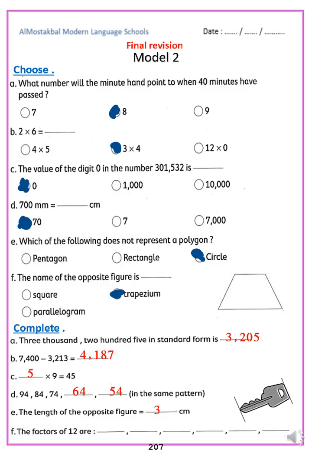The length of the opposite figure is 3 centimeters. The factors of 12 are 1 times 12 equals 12. Okay, 3 times 4 equals 12. 3 and 4. 2 times 6 equals 12. 2 and 6.